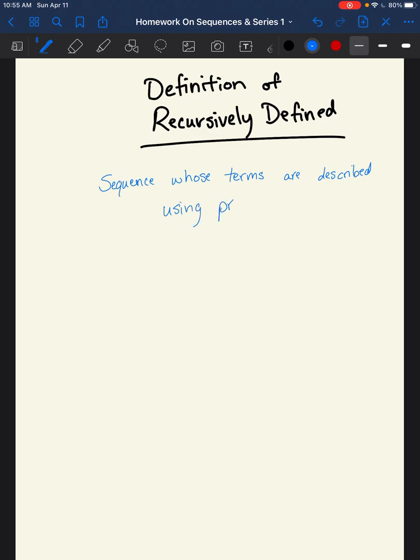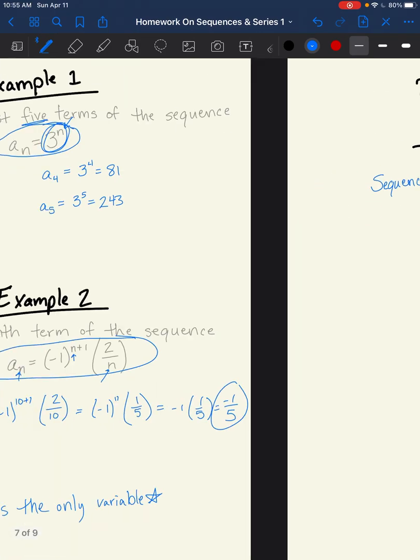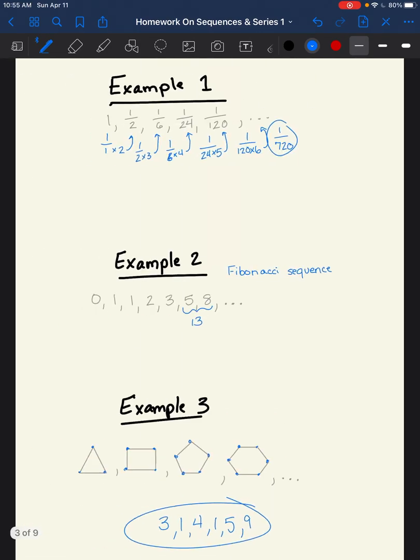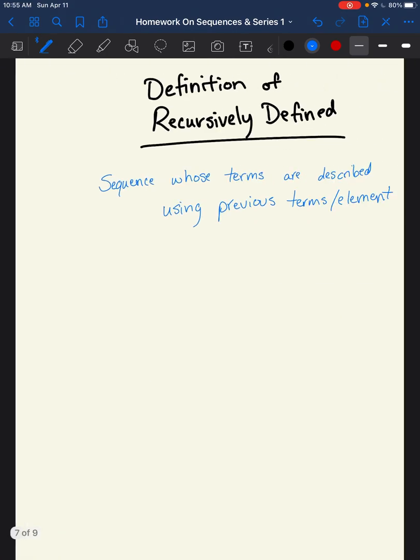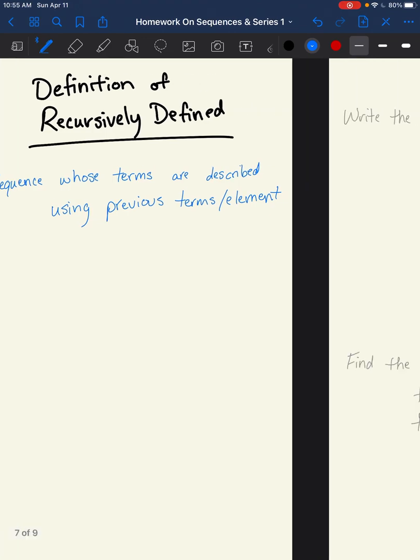Now, a really good example of a recursively defined sequence is the Fibonacci sequence. So I'm going to flip back to show you the Fibonacci sequence again. That was example 2. Remember, what we did was we took the previous 2 terms, like the 5 and the 8, to get 13. So that's how we're going to work here with this recursive definition, in this case, we're looking at things that are defined by previous elements.